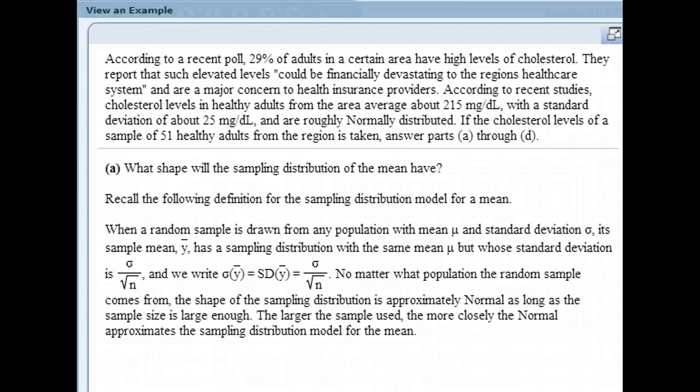And they are saying that those are roughly normally distributed. If the cholesterol levels of a sample of 51 healthy adults from the region is taken, we have 4 questions to answer. The first part is, what shape will the sample distribution of the mean have?